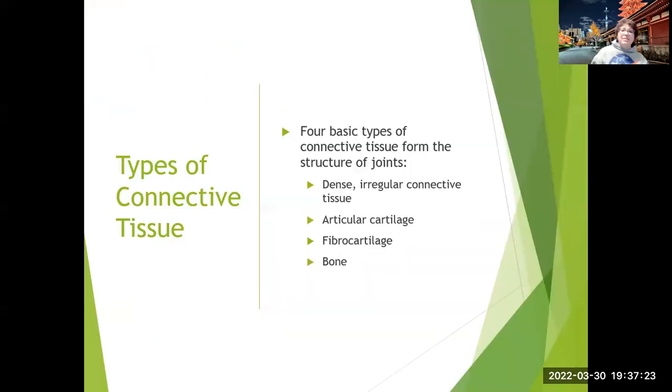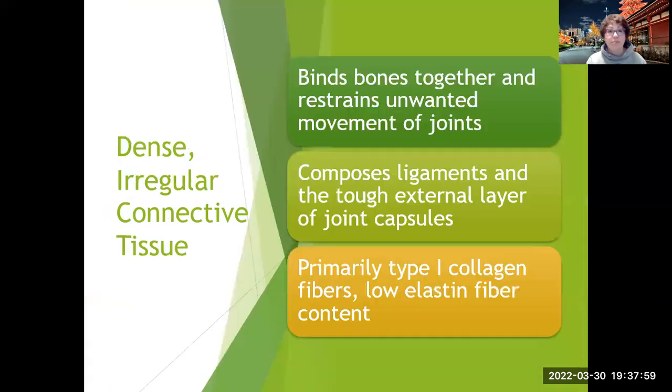So the four basic types of connective tissue that form the structure of joints are dense, irregular connective tissue, articular cartilage, fibrocartilage, and bone. And yes, bone is considered a connective tissue, but it has other specialized functions as well. So we do have other types of connective tissue that we will talk about in other classes when we talk about soft tissue mobilization in the fall. We will drill down a little bit more on some of our different types of connective tissues, but for our purposes right now, these are the ones we're going to talk about.